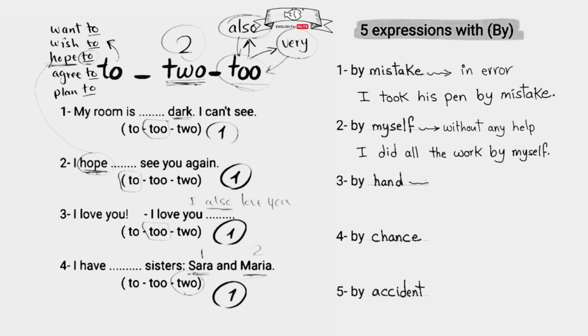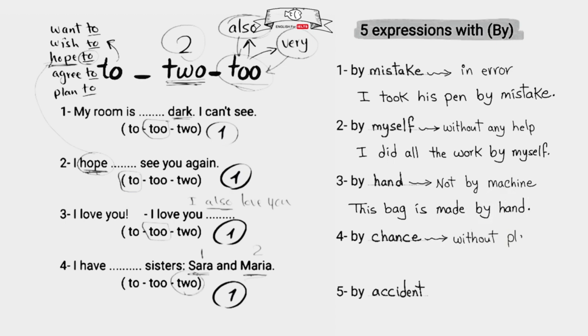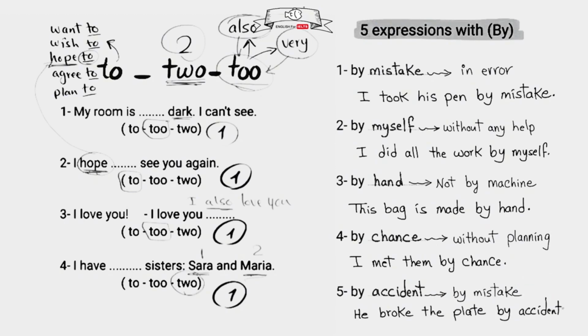By hand means only by hand, not by machine. This bag is made by hand. By chance means without planning. I met them by chance. I didn't plan to meet them. It was by chance. By accident, and this one is similar to the first one, by mistake. He broke the plate by accident, which means by mistake. He didn't mean to. Do you know more expressions with by? Let me know in the comments.